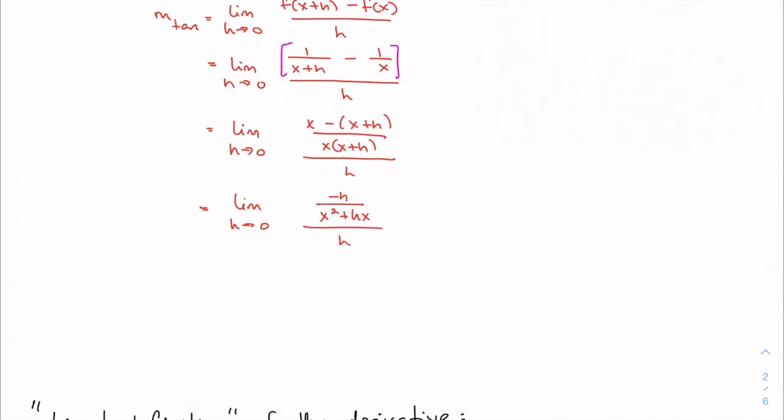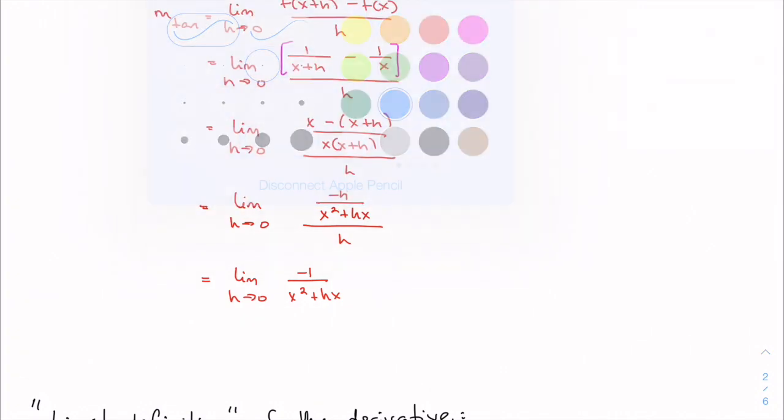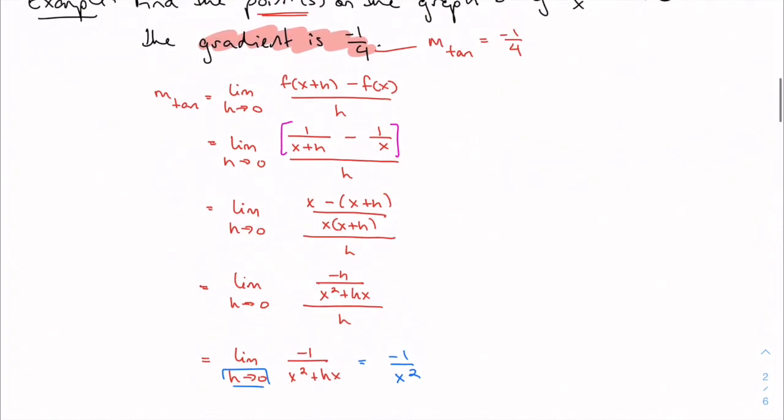If I were to finish off this fraction, I'd get negative 1 over x squared plus hx. This is as simplified as I can make it right now. So I can go ahead and plug in h equals 0. So I get negative 1 over x squared. This is my general formula for the slope of a line tangent to this graph at any given x value. Well, I want to know what x values I need for my tangent line to have a slope of negative 1 over 4.